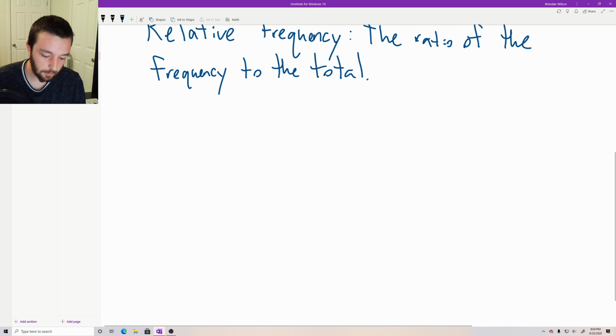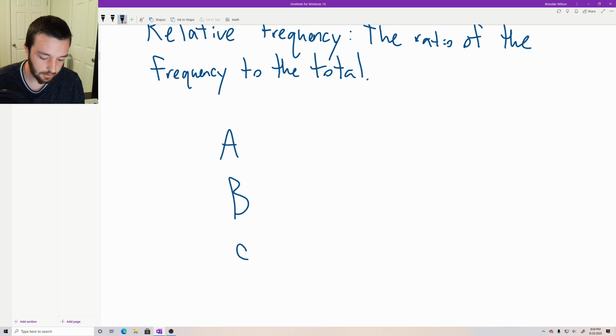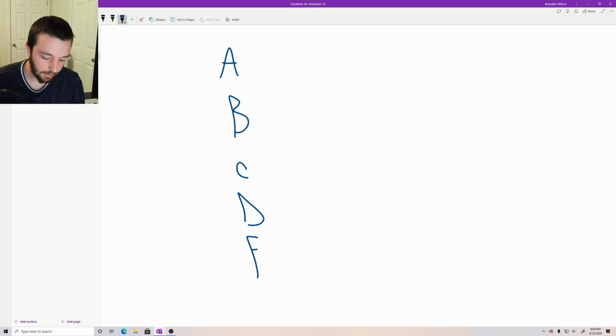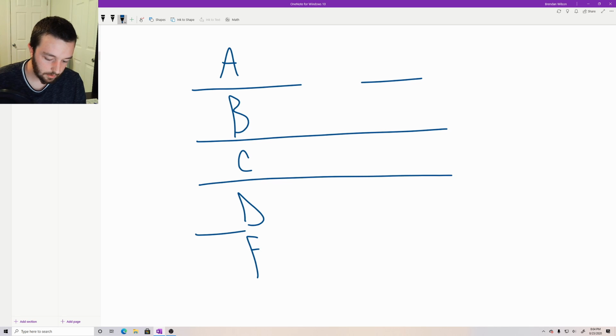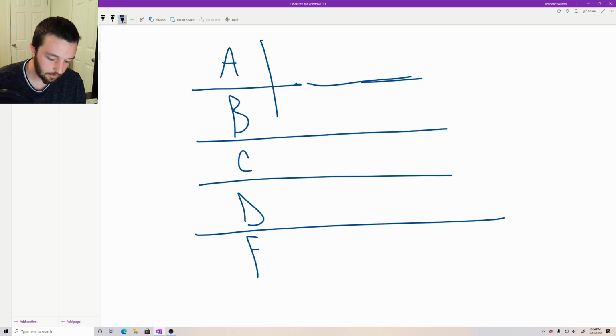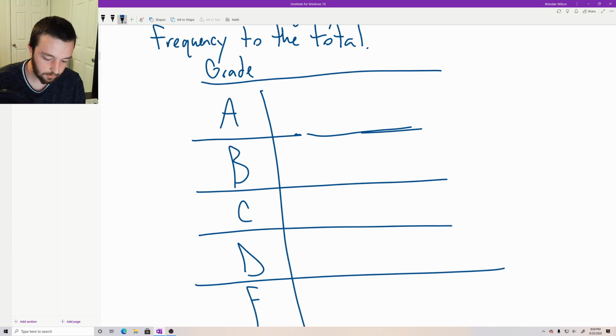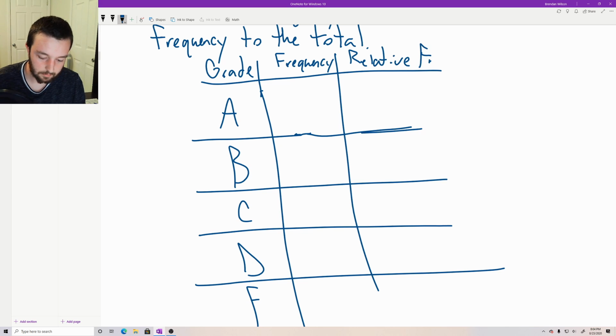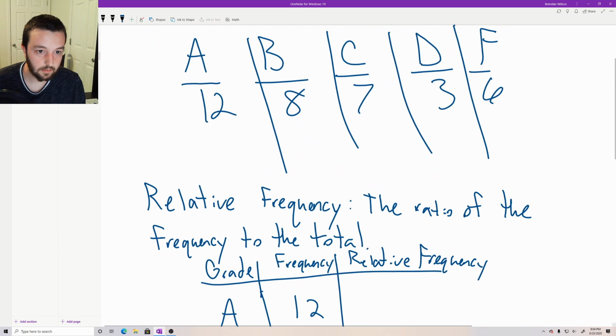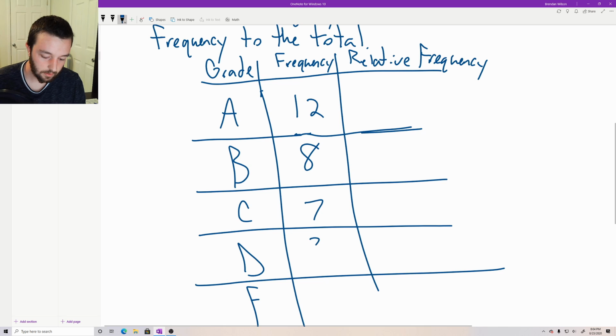Okay. So if we go back with the A, B, C, D, and F here, that bigger. So let's say, so this column is the grade column, right? Then let's make this one the frequency column. And then we'll make this one the relative frequency column. So what? We had 12, 8, 7, 3, and 6.